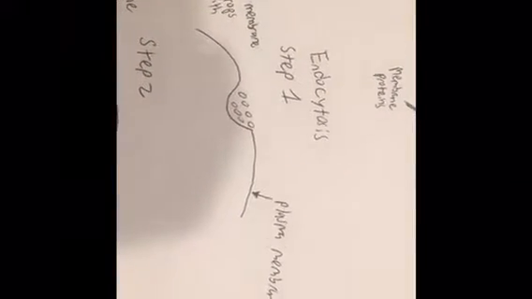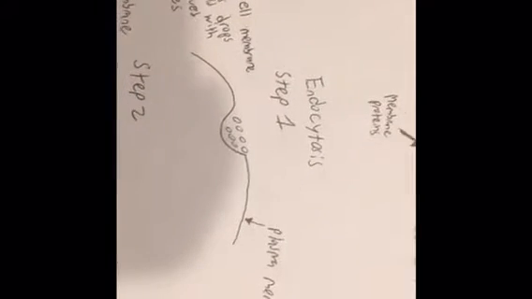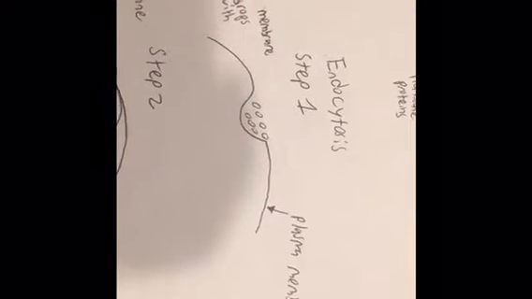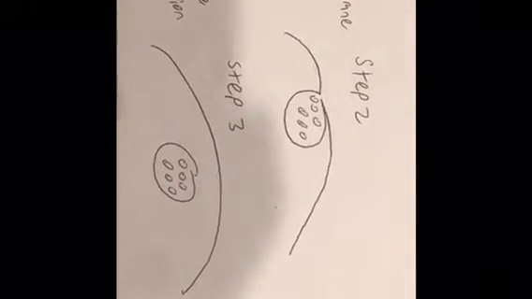Here we have endocytosis, which is the fusing of large molecules with the cell membrane, which will form vesicles which can be taken inside the cell. So step 1 will be the cell membrane surrounding the drops of fluid with dissolved solutes. Step 2 will be the cell membrane pinches in. And then step 3 will be the vesicle formation, and then it goes into the cytoplasm.